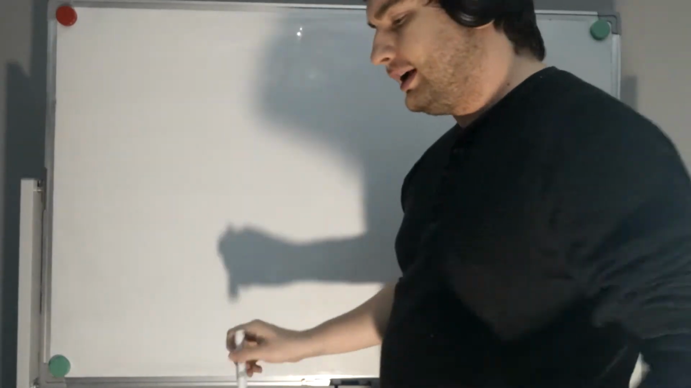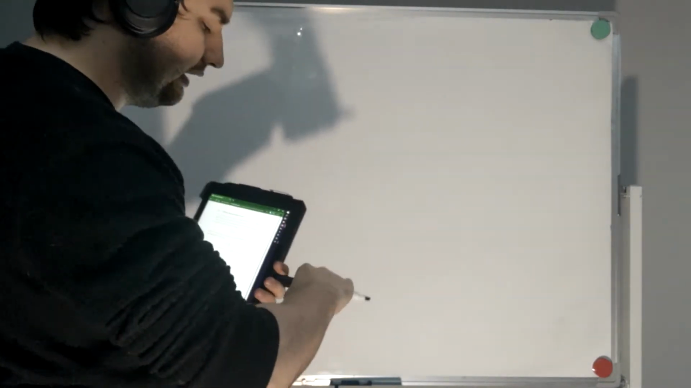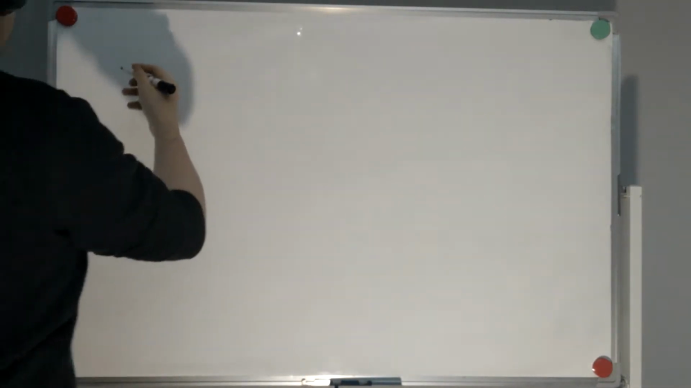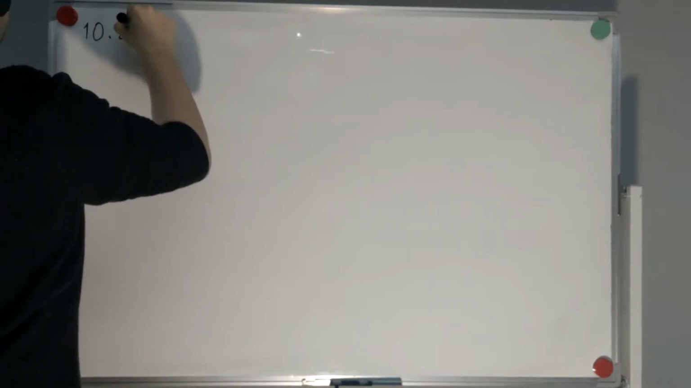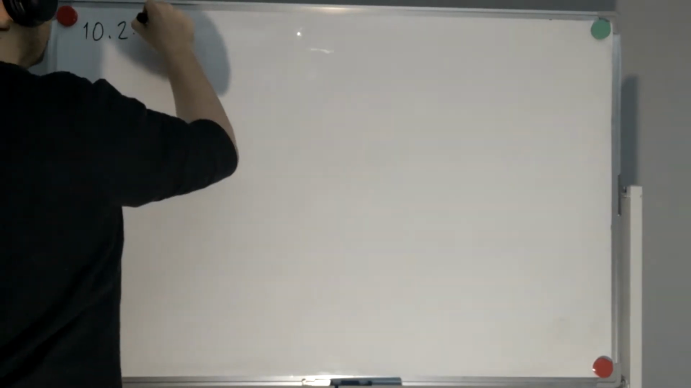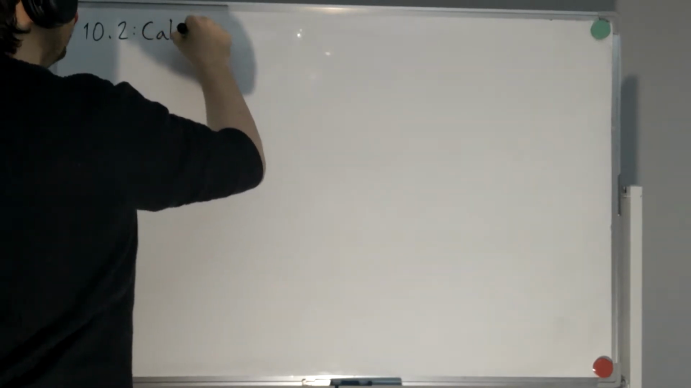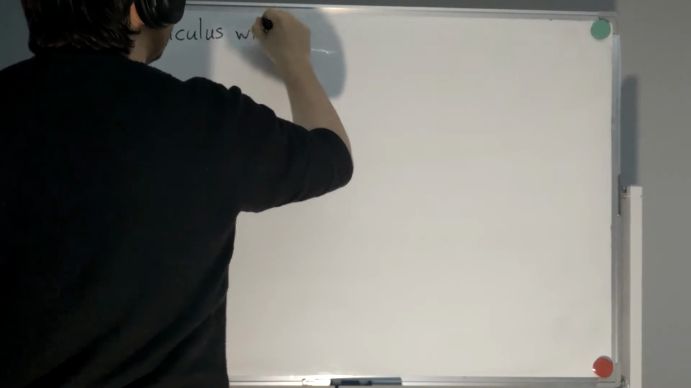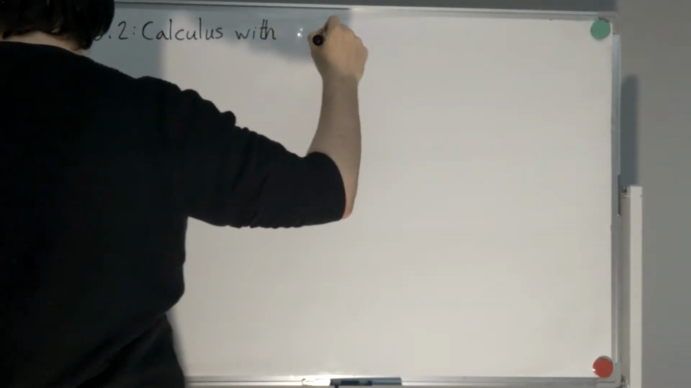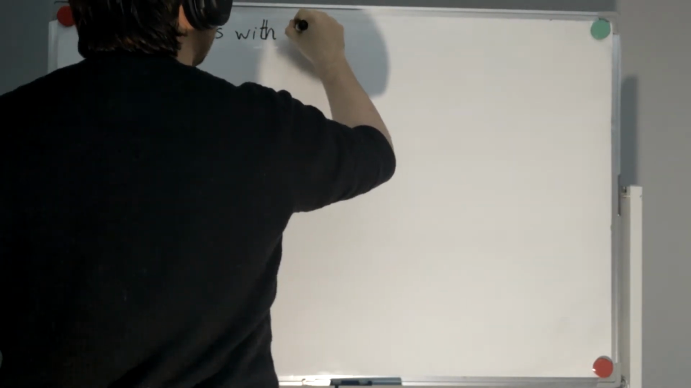Right then, so last time we talked about some basic stuff about parametric curves. Okay, now that we actually know what those are, our next goal is to try to extend methods of calculus to them. So section 10.2 is calculus with parametric curves.